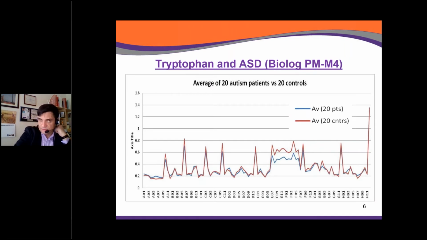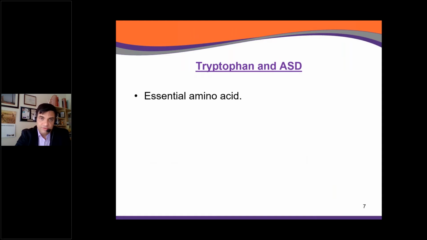And by using this approach with the cohorts of individuals with autism, we were able to see a clear difference in the utilization of the amino acid tryptophan as an energy source. Here you see the average values for 20 individuals with autism that are in blue and 20 controls that are in red. And this is for plate PMM4 that includes several dipeptides. The wells from E7 to F6, where you see this clear change, contain dipeptides with tryptophan as a first amino acid. So we explored further the possible relationship between tryptophan and ASD.